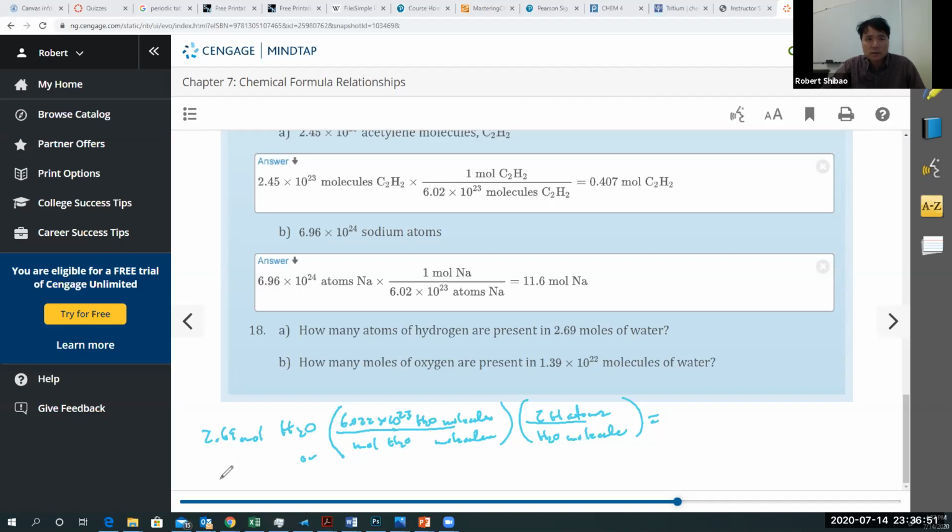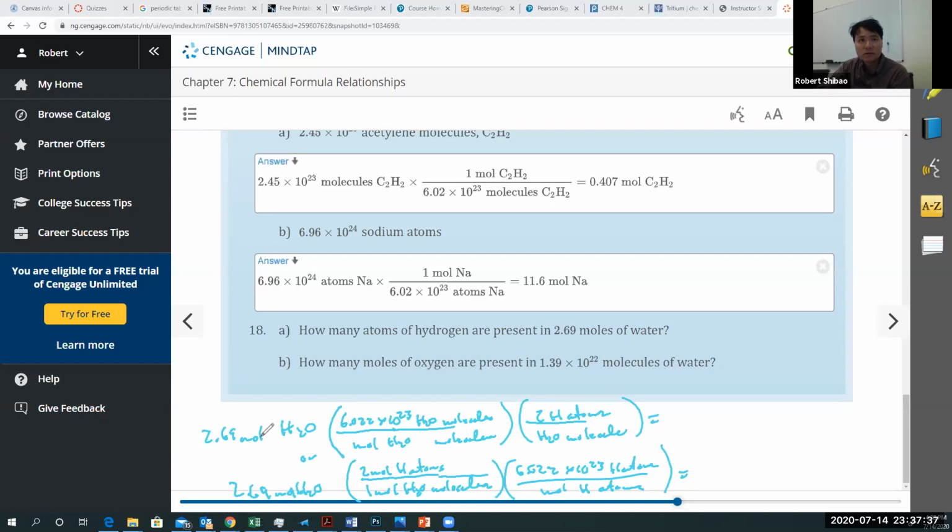Or I could do this. I could do 2.69 moles of H2O. And then I could use this conversion. There are 2 moles of H atoms per 1 mole of H2O molecules. And then once I know how many moles of H atoms, I can go 6.022 times 10 to the 23rd H atoms per mole of H atoms. So either one of these will give you the same answer.